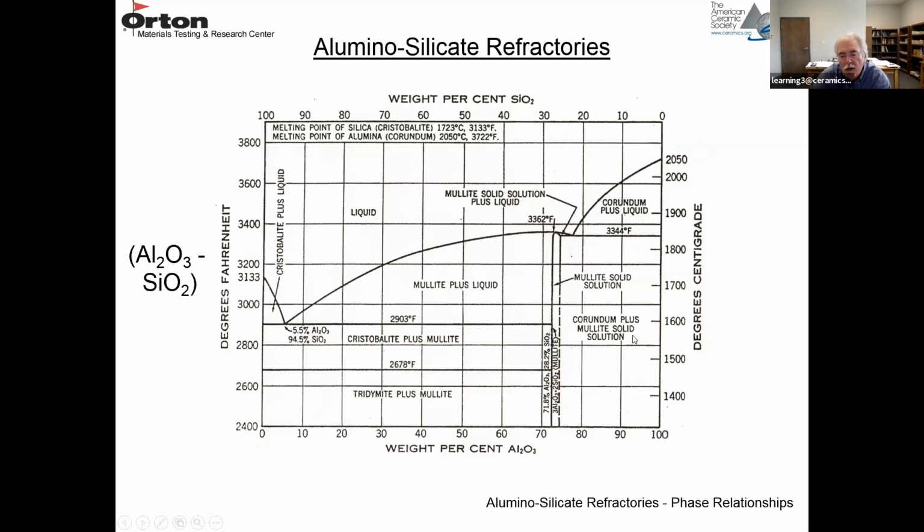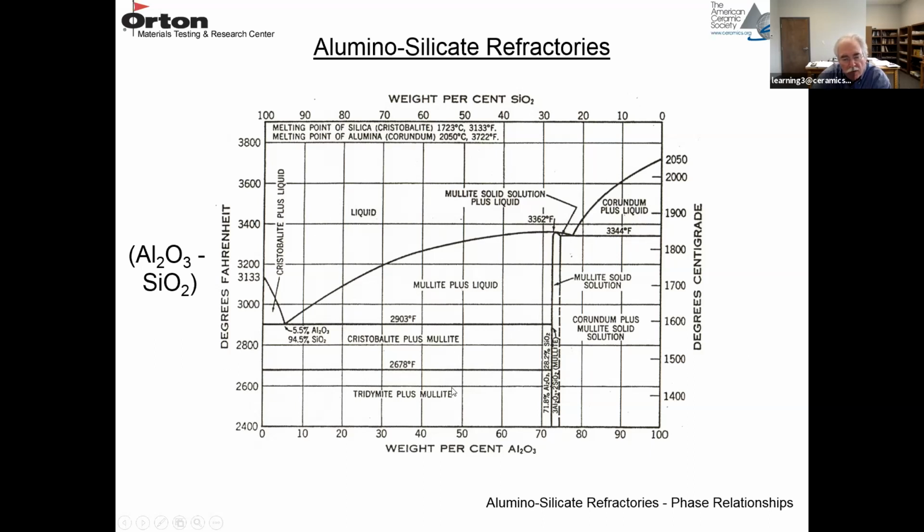And on this side, you have corundum, which is alumina, plus mullite, and that goes to corundum plus liquid above 3344°F, and the small section here would be mullite plus liquid.